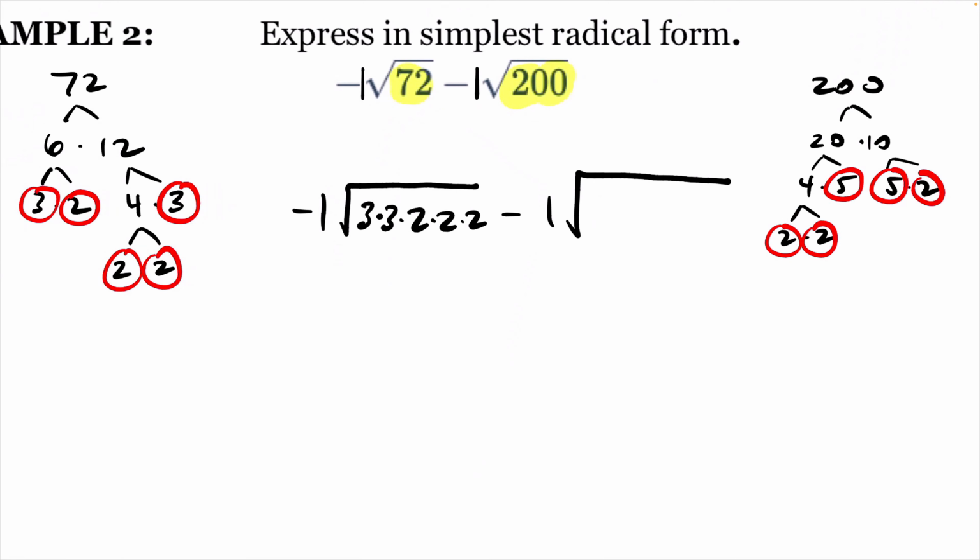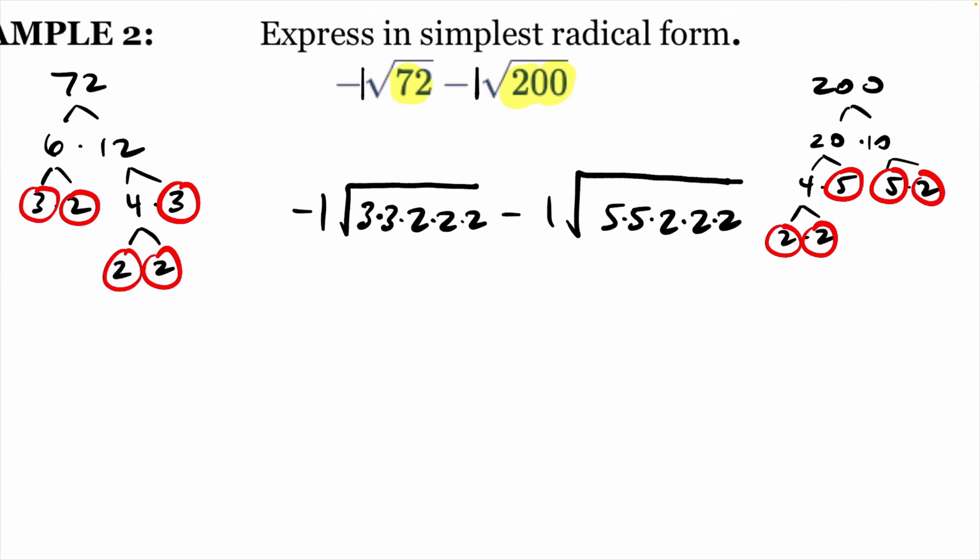Okay. 200 is not 200 anymore. It's 5 times 5 times 2 times 2 times 2. There's still 72. Like, what happened to 72? It's still 72. If you were to multiply all these numbers here, you'd get 72, and multiply all these numbers, you would get 200. So it's not like I changed it, it just looks different.